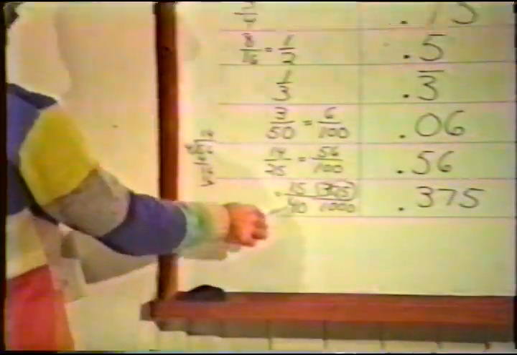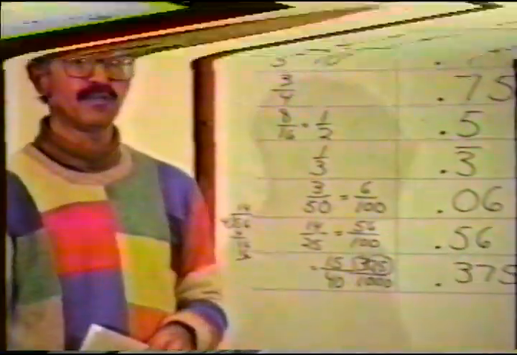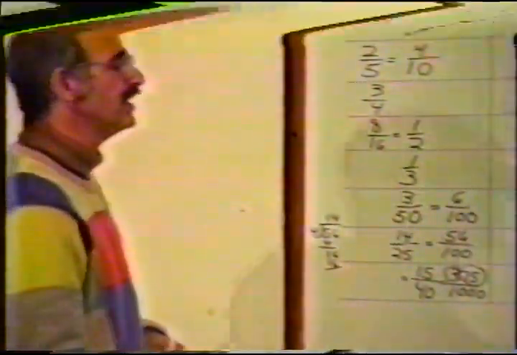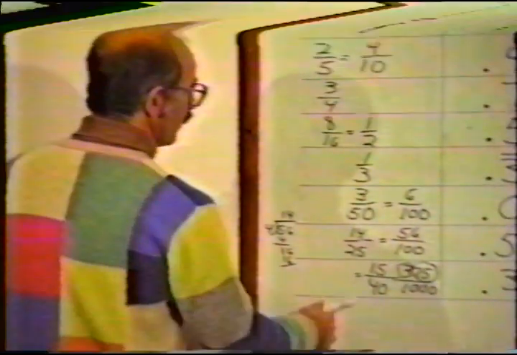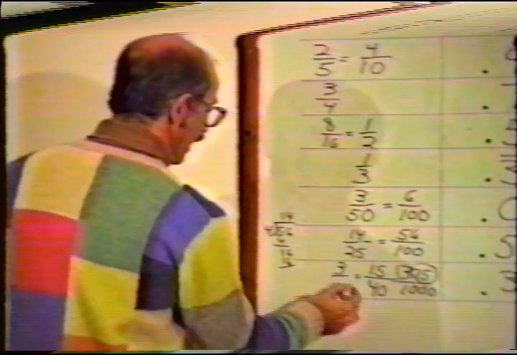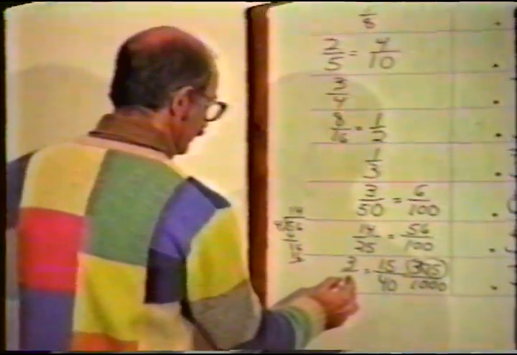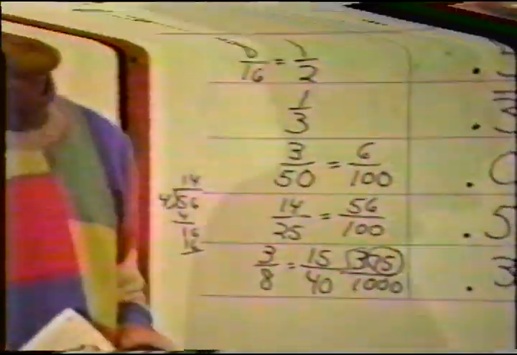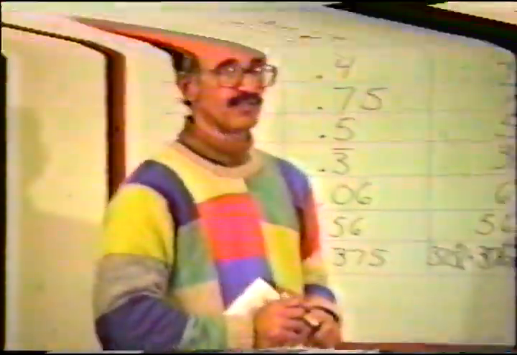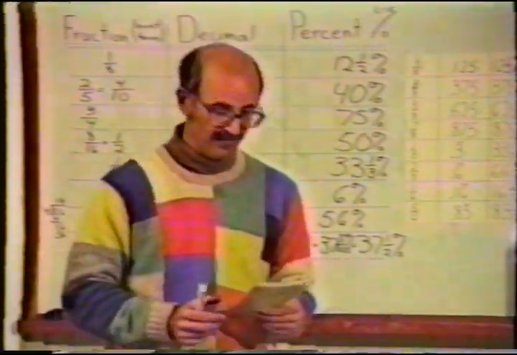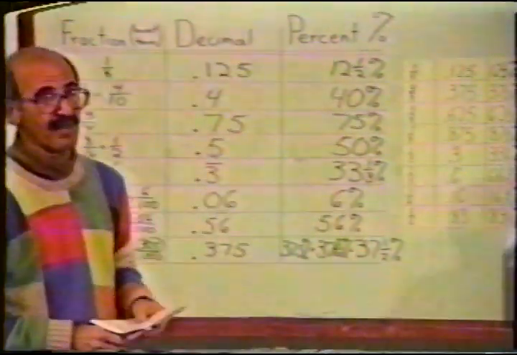Well, can this 15/40ths be reduced anymore? Yes. With what number would you like to hit them? 5. 5 into 15 is? 3. And 5 into 40 is? 8. And there we get the 3/8 that we had before. So you can see it helps to have that memorized so you don't have to do all that work.